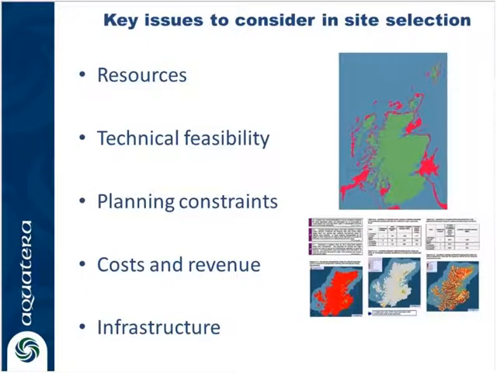So the key issues to consider in site selection are the five main categories to consider when collecting the data. We have the resources, which are things like wave, tide, wind, etc. Technical categories include seabed type and water depth. Then planning constraints, environmental designations, policies, costs and revenue, potential generation, distance from infrastructure, ports, grid, and the infrastructure itself in terms of the capacity of ports and roads to handle the development.